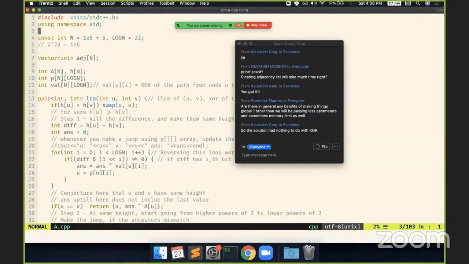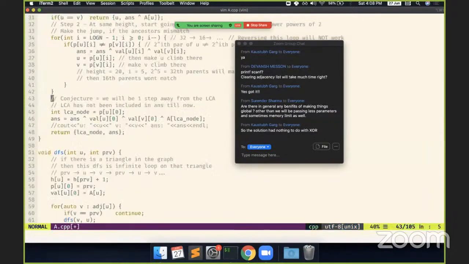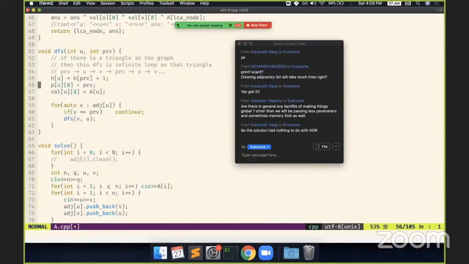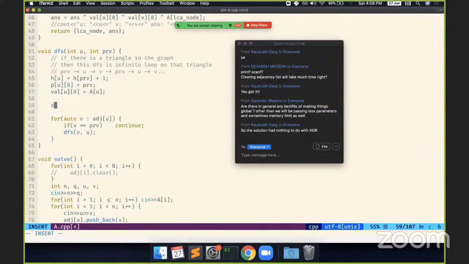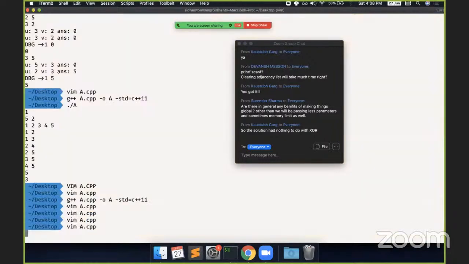I can give the int XOR from root n. And in the DFS, okay, I won't remove this code. Let's see what I can do. I'll just copy this file.